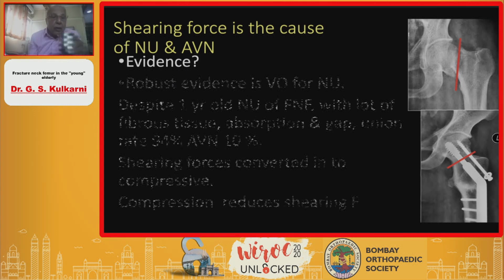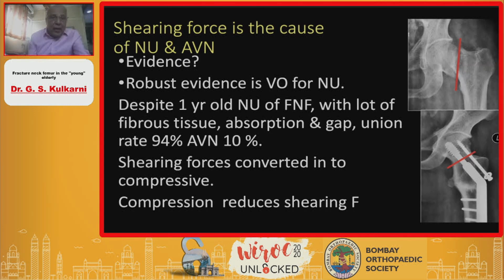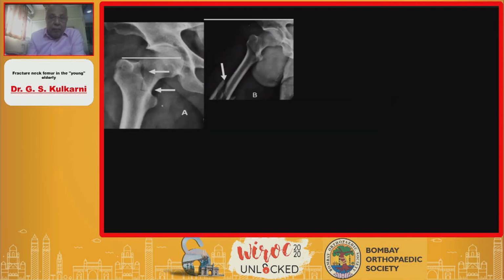Evidence. Robust evidence is valgus osteotomy for non-union. Despite 1 year of non-union of fracture neck femur, with a lot of fibrous tissue between the fragments and absorption of bony ends and a gap, the union rate is 94% and AVN is 10%. Shearing force is converted into compressive force. Therefore, compression reduces the shearing force.